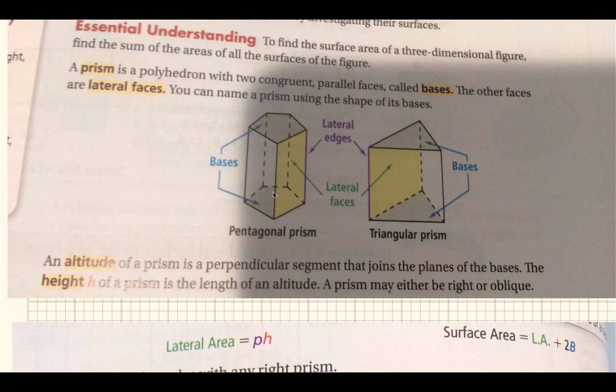So this is a pentagonal prism, so it has two pentagon faces, which are the bases, and then five rectangular faces called the lateral faces, for a total of 7 faces. This one has 2 triangular bases and 3 rectangular faces, so that's a total of 5. Again, prisms are made up of 2 bases, and depending on how many sides those have, you'll have that many lateral rectangular faces. Altitude is basically the height of the prism. It's the distance from one base to the other.